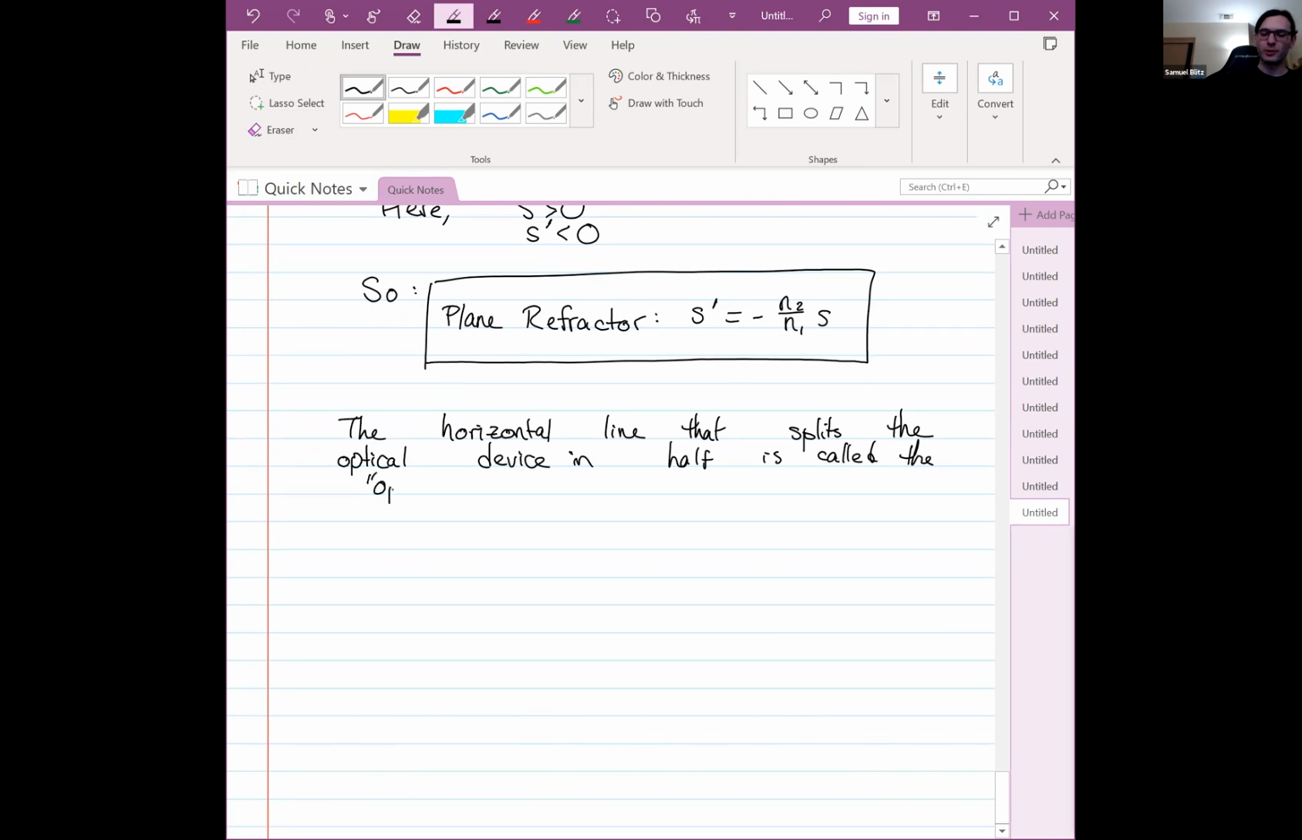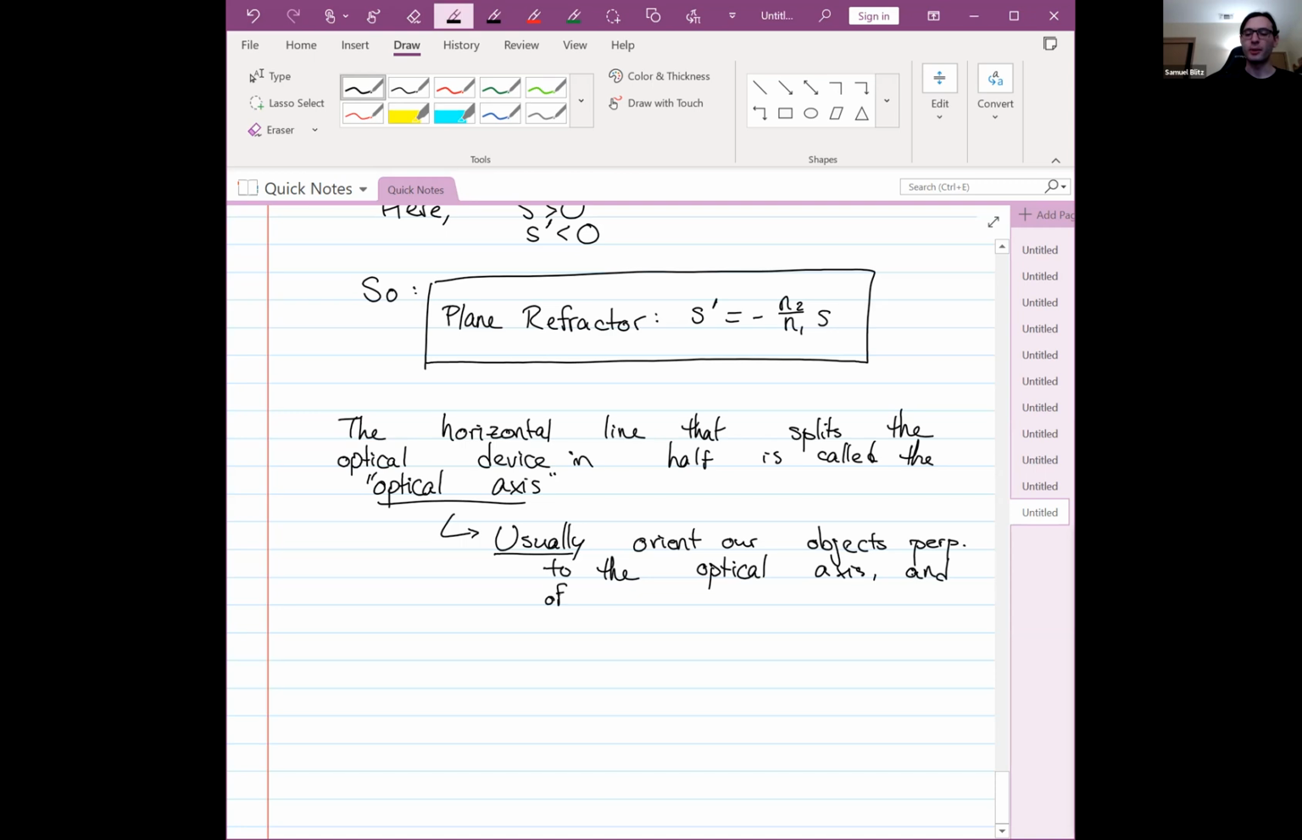Now, it doesn't really matter where the optical axis is for planar optics, for a plane reflector or a plane refractor, because it's the same regardless of whether you are above or below the optical axis. But once your optics start to become curved, like in lenses and curved mirrors, then it gets a little bit trickier. So we have to introduce this notion of the optical axis, and we usually orient our objects perpendicular to the optical axis. Like in the above drawings, they were all perpendicular to the optical axis. And we often place the bottom of the arrow on the optical axis.